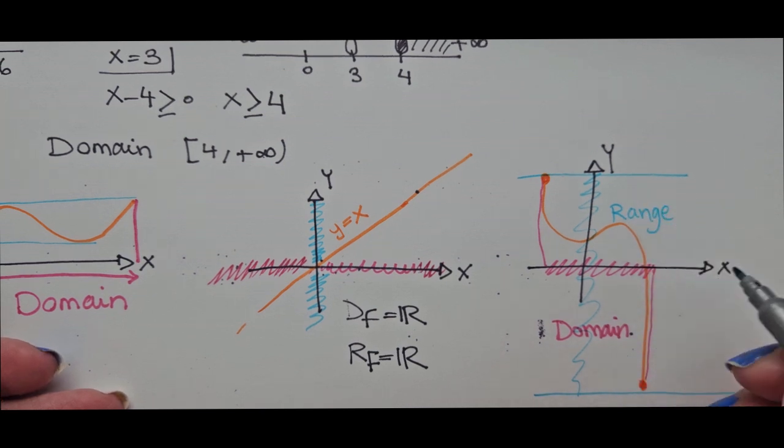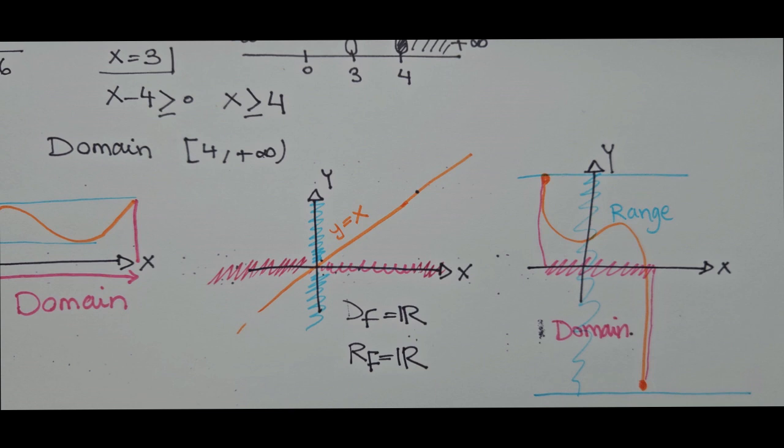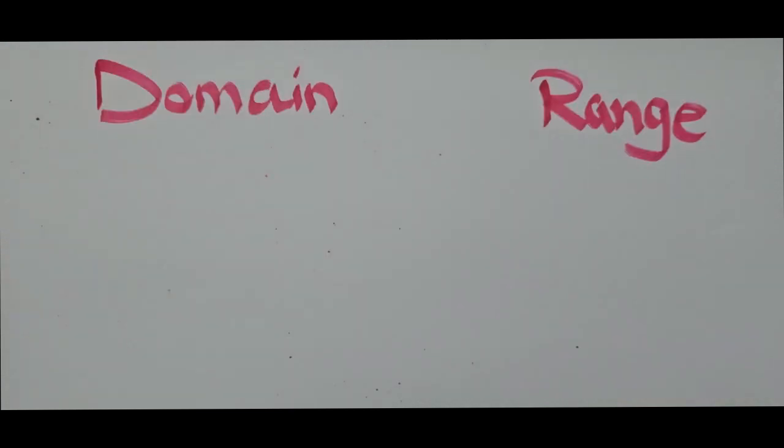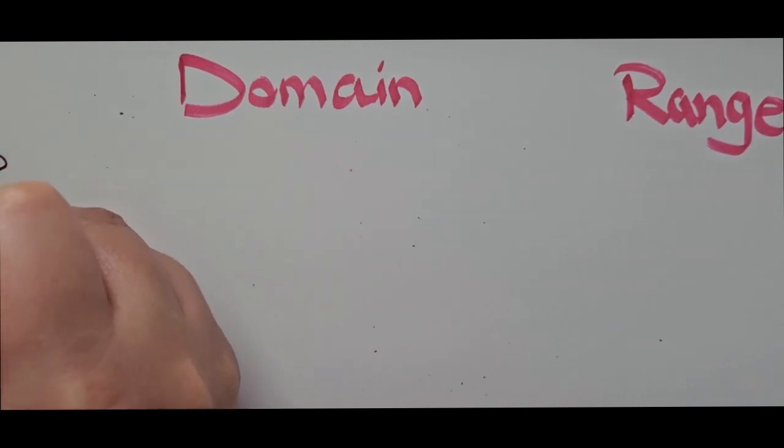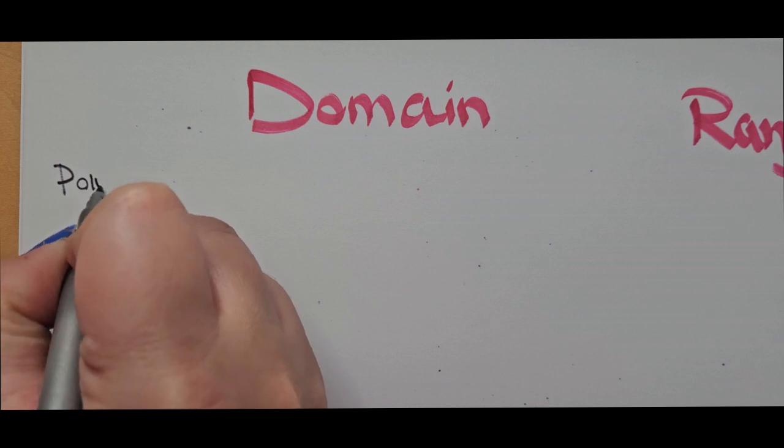So as you can see, if you have the graph, it's really easy to find the domain and range. Otherwise, you have to use algebra. Now I want to give you a table about the domain and range of the most famous functions in mathematics. So the first function we will talk about, let's call it polynomial.